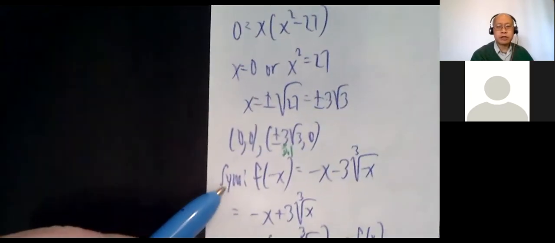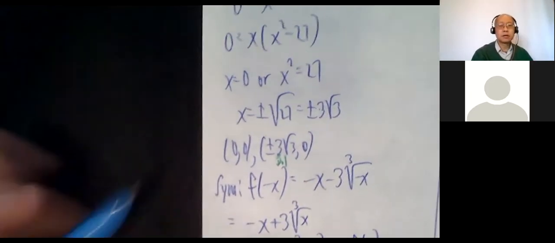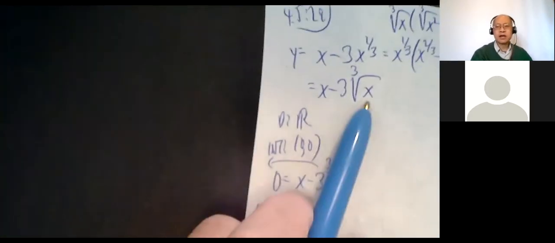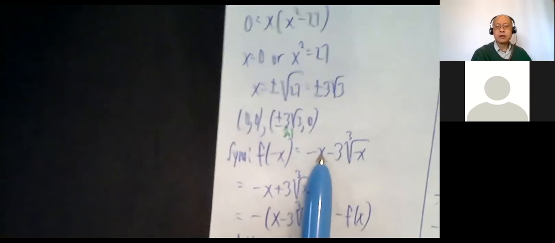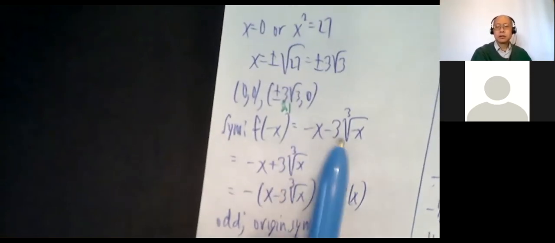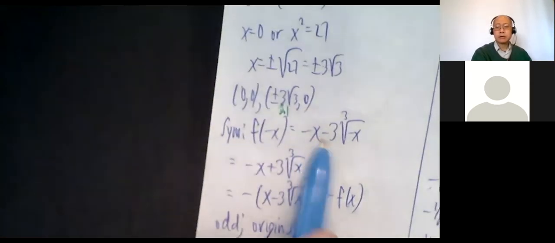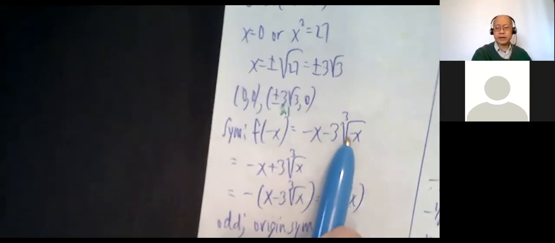All right, now symmetry. F of negative x. So we put negative x there and negative x there. Looks like that. This is a double negative situation. That's allowed here. Okay. So the cube root of negative x will be a negative. I distributed here. So it's negative x plus 3 cube root of x.